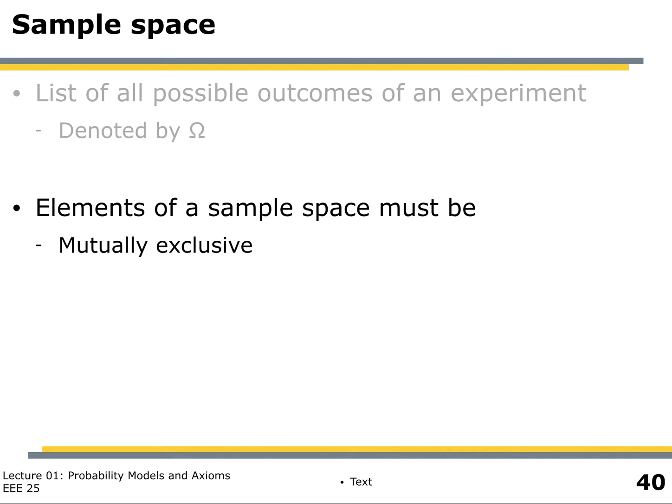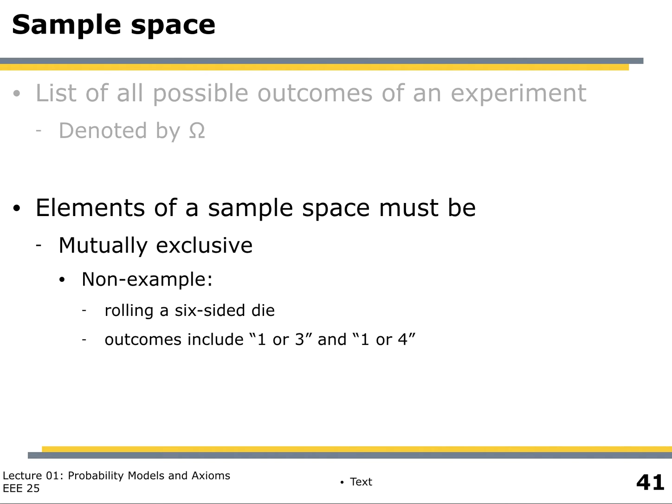I'm going to give you a non-example. So for example, our experiment would be the rolling of a six-sided die, and I chose my outcomes as follows. So it includes one possible outcome, which is 1 or 3, and another outcome, which is 1 or 4. So here, this is not a desirable sample space because you have two outcomes that include getting a 1, and these two outcomes share that characteristic, so they are not mutually exclusive, and we don't want that. So we want the outcomes of an experiment or the elements of a sample space to be distinct from each other.